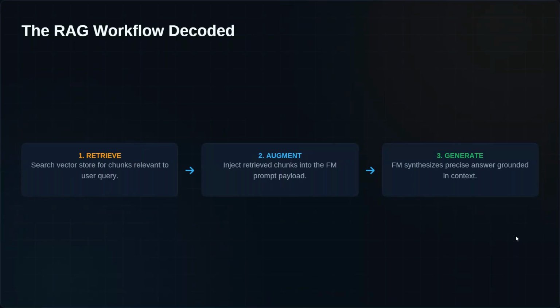Let's walk through this process using a real-world example. Imagine your company has a PDF stored in S3 called Company Policy PDF. An employee types into your app, what is our annual leave policy? Here's what happens step by step.